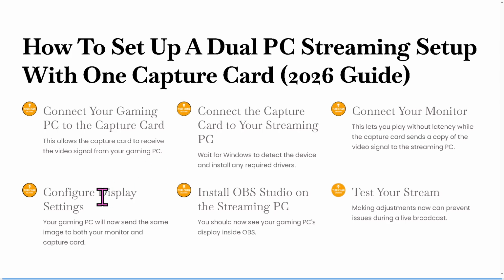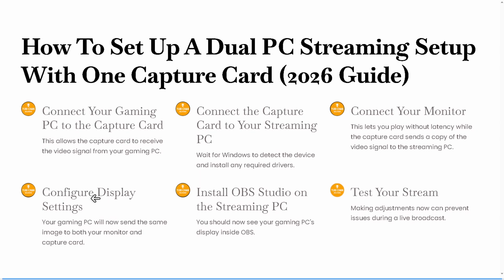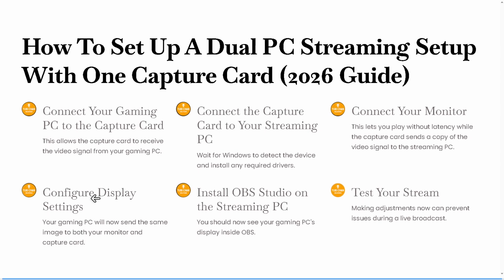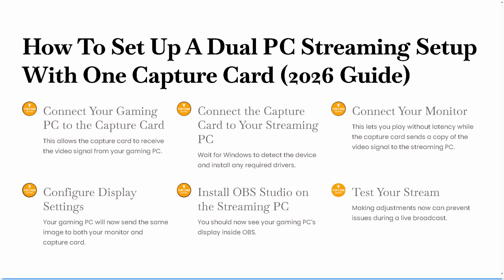Next, I need you to configure the display settings. On the gaming PC, right-click the desktop, select Display Settings, scroll to Multiple Displays, and choose Duplicate these displays. Select your monitor and capture card display, and of course, I need you to click Apply. Now, your gaming PC will send the same image to both your monitor and capture card.